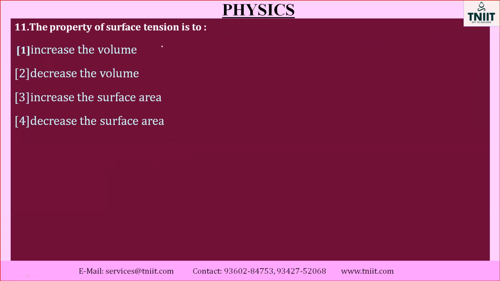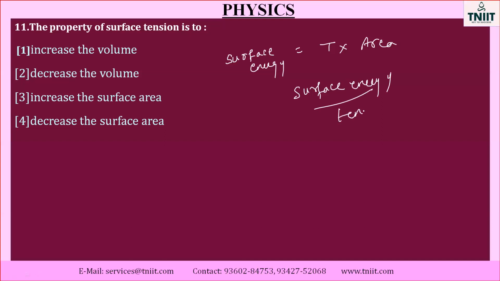What is the property of the surface tension? You know that the property of surface tension tells that surface energy is nothing but surface tension into area. Surface energy is equal to surface tension into area. So surface energy by tension will be equal to area. As the surface tension increases, the area has to decrease. So what is surface tension?